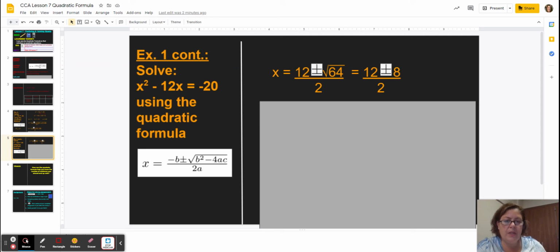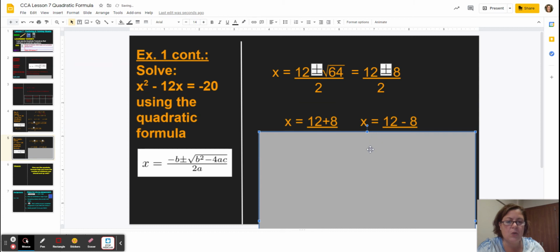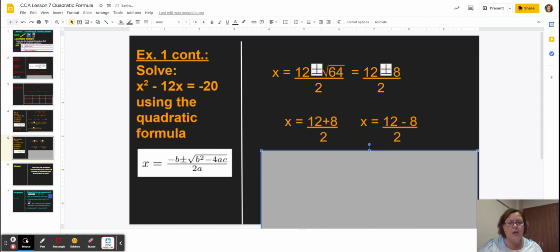And again, the rule is you got to simplify it as much as possible. So finding the square root of 64, like I said, is 8. From here, we split this up into two problems. Once that square root symbol is gone, we split it up into 12 plus 8 divided by 2, and we split it up into 12 minus 8 divided by 2. So again, from here, we're splitting it up into the plus and the minus. And then from here, like I said, you just need to keep simplifying.